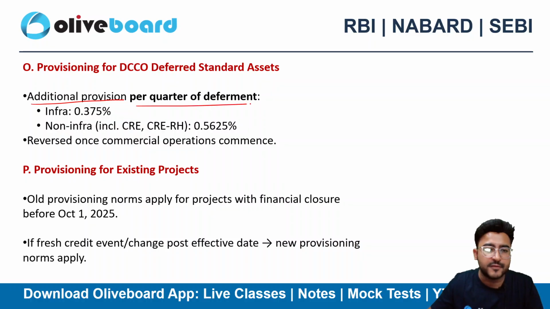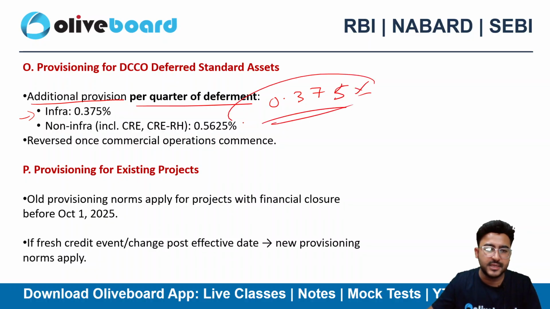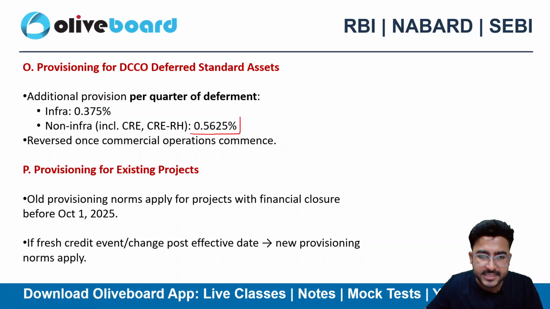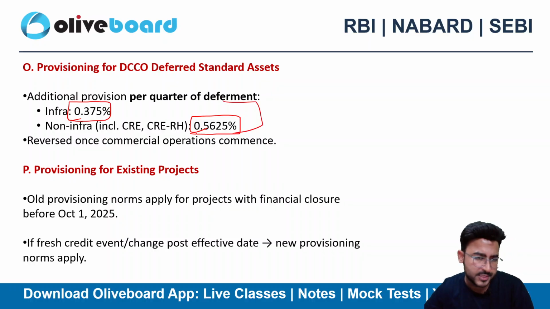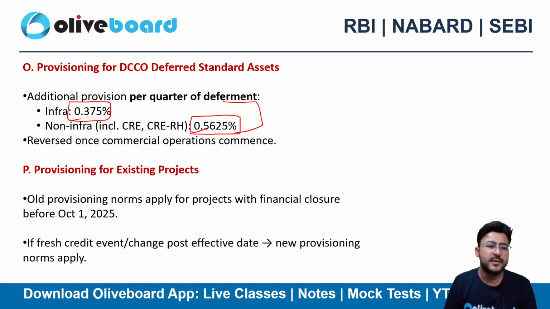Per quarter of deferment for infra, it's 0.375%. For non-infra, it is 0.5625%, right? Even less than 1%, both the things for infra and for non-infra, right?